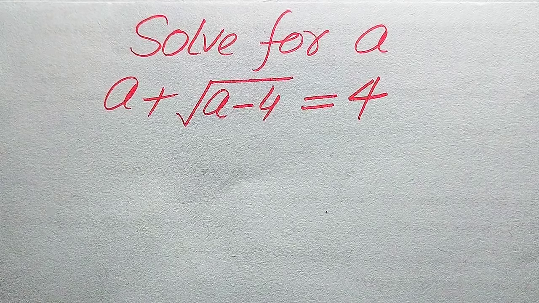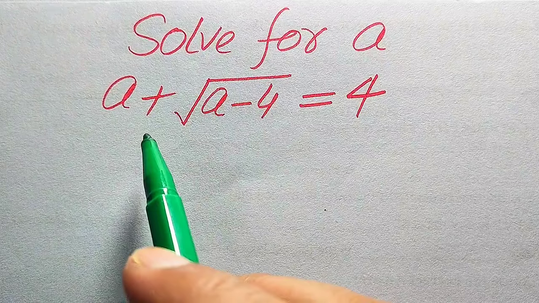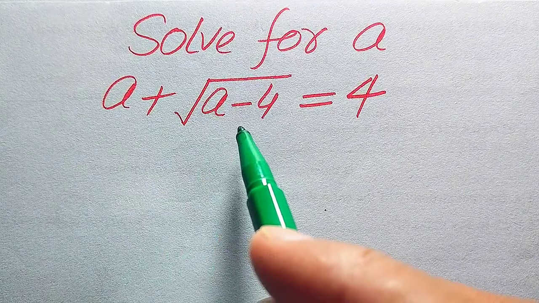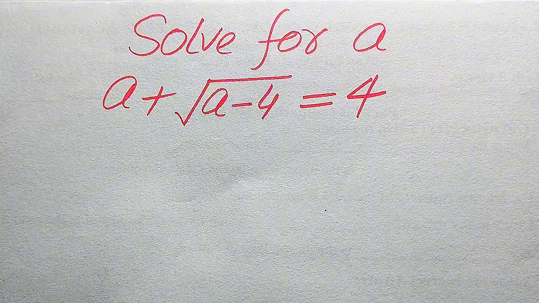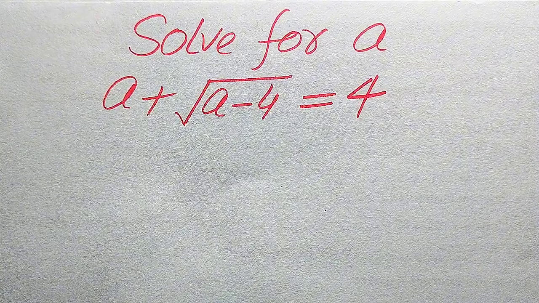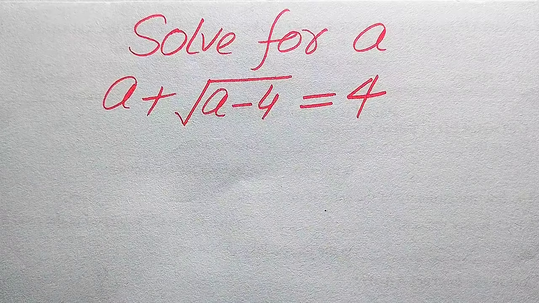Hello everyone, how to solve this problem for the values of a. If we have a plus square root of a minus 4 is equal to 4, and we solve this problem for all the values of a. So now we move towards the solution of this problem.